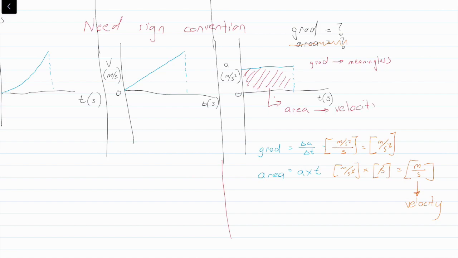Okay, so the area is equal to our velocity. So if we have an acceleration time graph and we need the velocity, we can just calculate the area under that graph. Okay, similarly, let's do the same thing for the next two graphs.